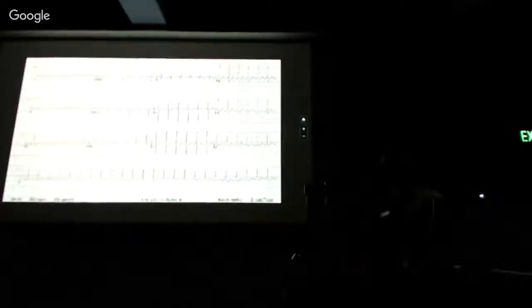So what's happening here? Fast or slow? Fast. Are there P waves? No. No, you can't really see any, can you?